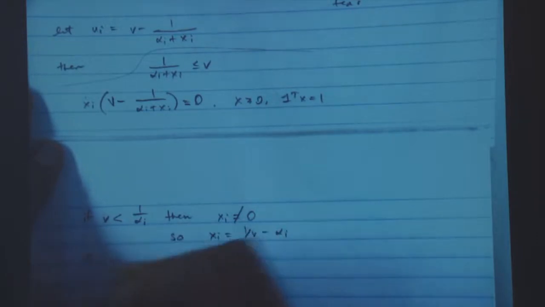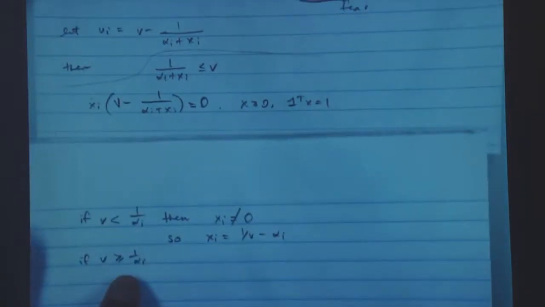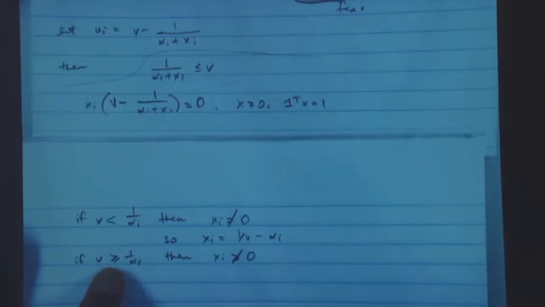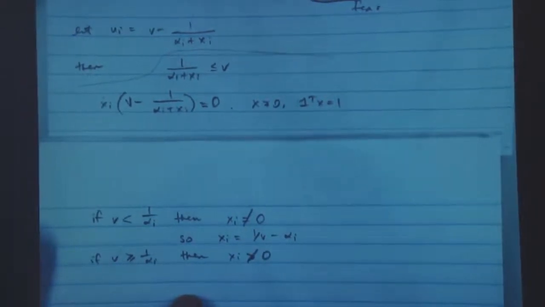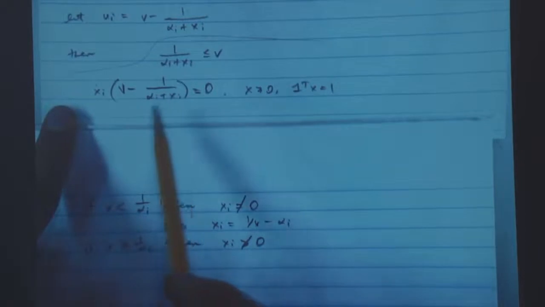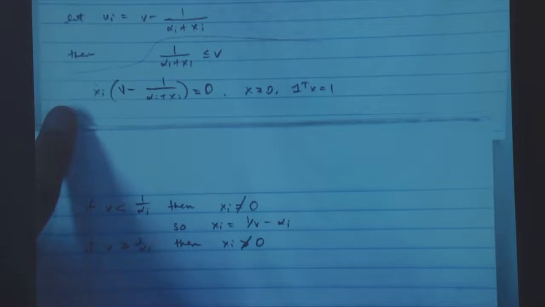Okay, and if we go back and read off a complementary condition, let's suppose that v is bigger than or equal to 1 over alpha I. Then you can see that we can't have xi strictly bigger than 0. Because if xi was strictly bigger than 0, then this would not be 0, and this wouldn't be 0 either, because this would just get smaller, and this is already bigger than or equal to 1 over alpha I. So we have to have xi equals 0, because xi has to be non-negative in every component.